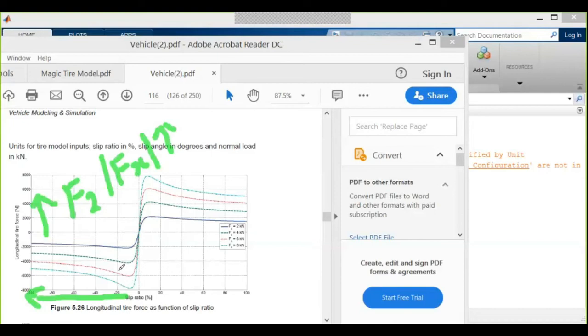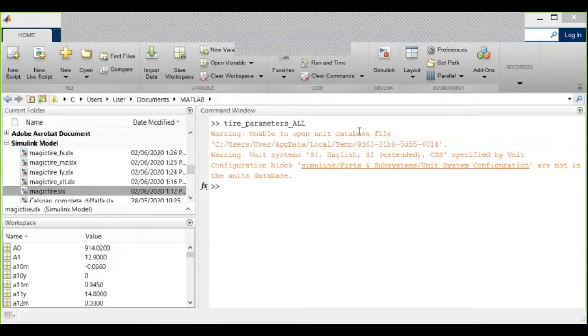That is how you discuss the performance, either at 20%, negative 40%, or negative 60%. It's up to you where to discuss. In your test, you will be given a model, Calspan or Dugoff or Magic Tire. Then you have to run the model using MATLAB. Then from the result you discuss. So we continue today.